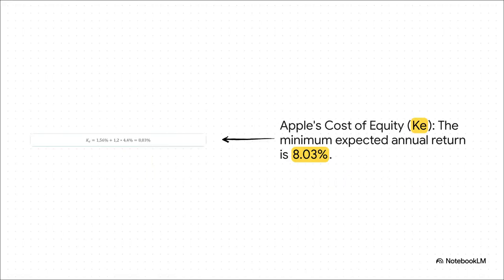Okay, let's put it all together and see what we get. We take that risk-free rate of 1.56%, we add Apple's beta of 1.2, multiplied by the market risk premium of 5.40%, and drumroll please, we get a cost of equity for Apple of 8.03%. And there it is. According to this model, that is the minimum annual return an investor should reasonably expect to get for taking on Apple's specific level of market risk.